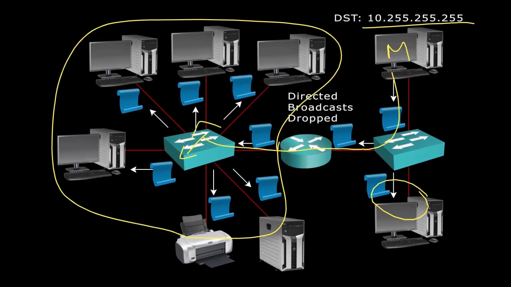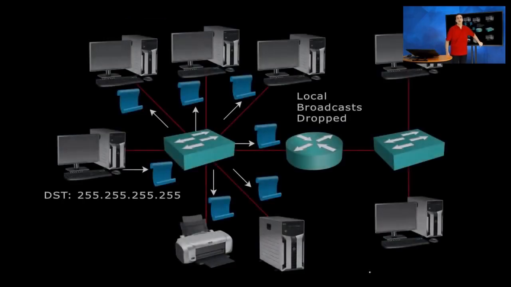So to stop that, they said, well, why don't we just prevent directed broadcasts from being forwarded? If you need them to be forwarded in your organization for some reason, you'll have to turn that feature on on your routers. But by default, it has been disabled to prevent that Smurf attack from happening.